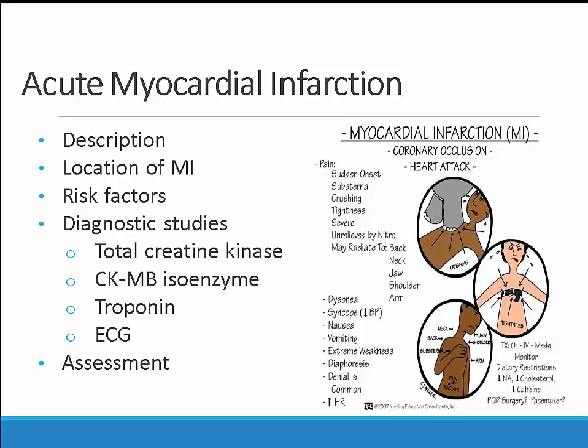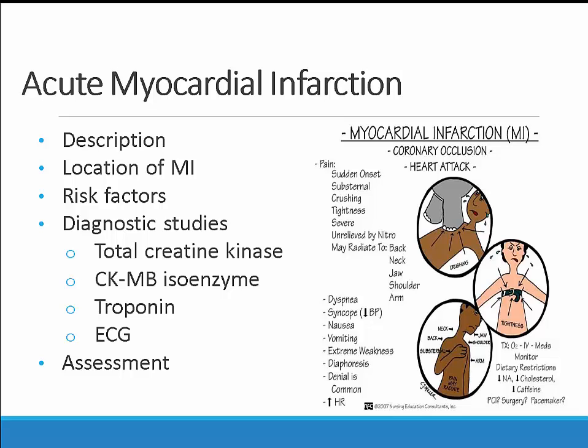Risk factors are atherosclerosis, coronary artery disease, elevated glucose levels, smoking, hypertension, obesity, inactivity, impaired glucose tolerance, and stress. Diagnostic studies. Total creatine kinase levels rise within 3 hours after onset of chest pain and peak in 24 hours after damage. The CK-MB isoenzyme peaks in 18 to 24 hours after onset of chest pain and returns to normal in 48 to 72 hours.